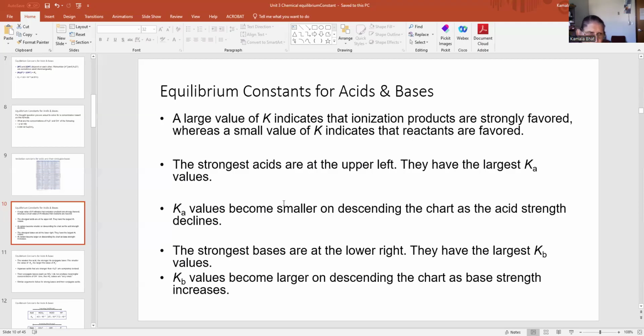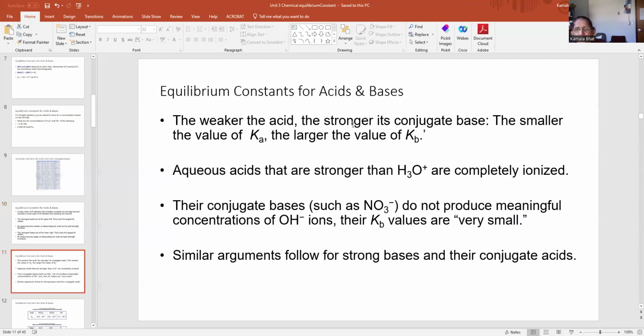The strongest bases are at the lower right, and they have the largest Kb values. Kb values become larger on descending the chart as base strength increases. Furthermore, the weaker the acid, the stronger its conjugate base. The smaller the value of Ka, the larger the value of Kb.